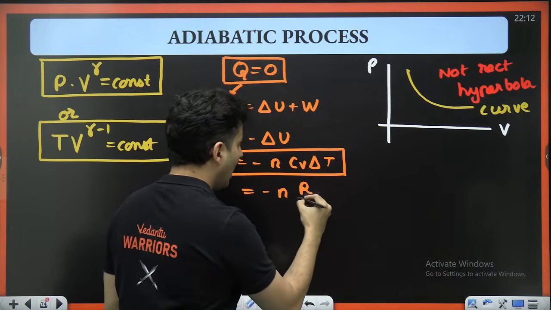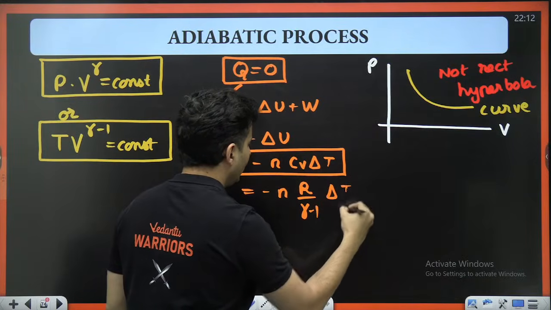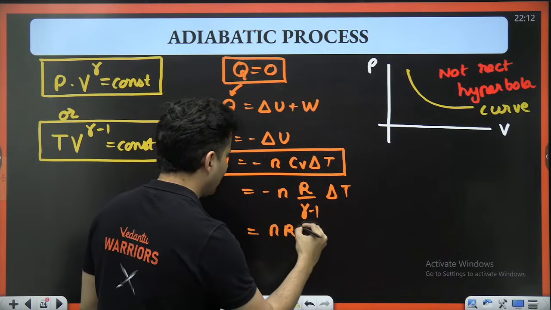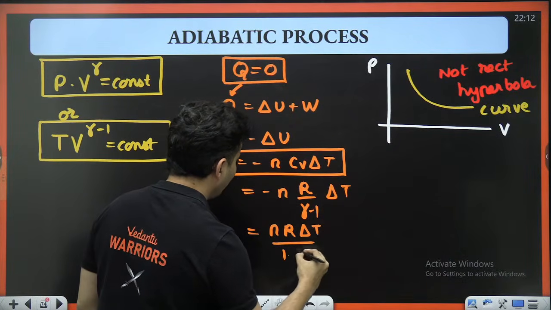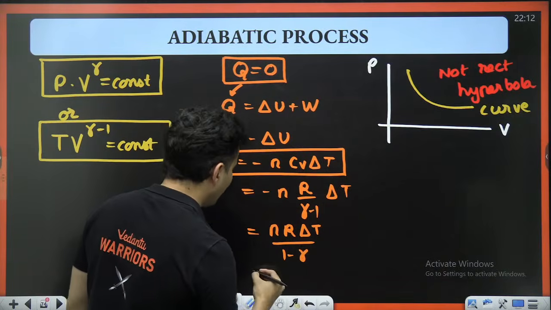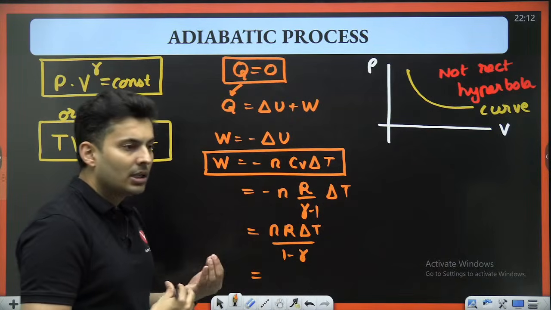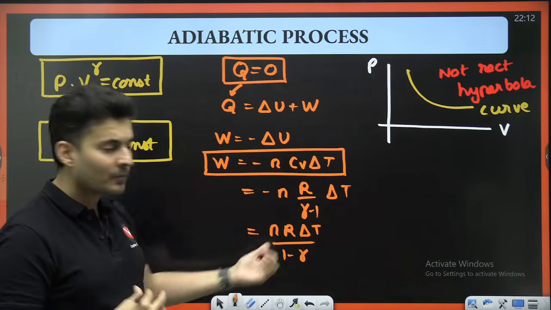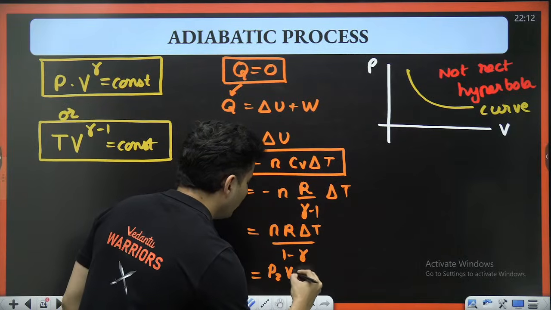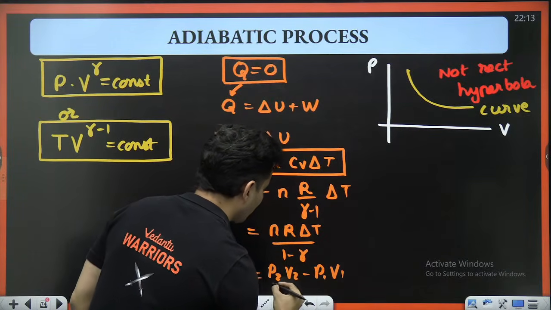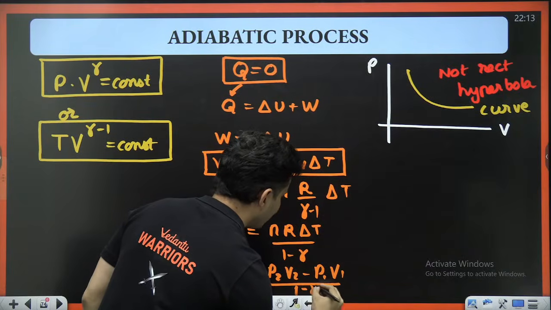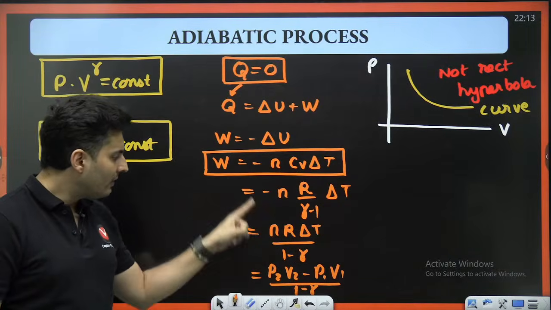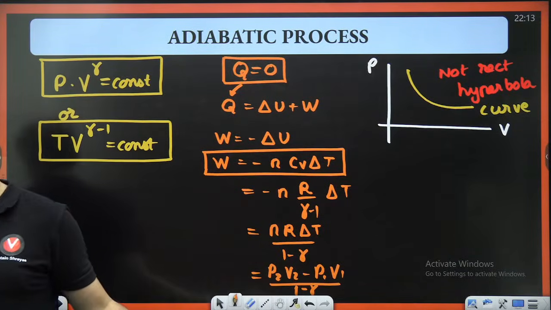CV is R upon gamma minus 1. So into delta T, you can take that minus sign below. It will look like this: NR delta T upon 1 minus gamma. NR delta T is P2 V2 minus P1 V1, because NRT is PV. So it will be nothing but P2 V2 minus P1 V1 divided by 1 minus gamma. This is also okay. It's up to you how you want to remember it. I have shown you all the forms over here.